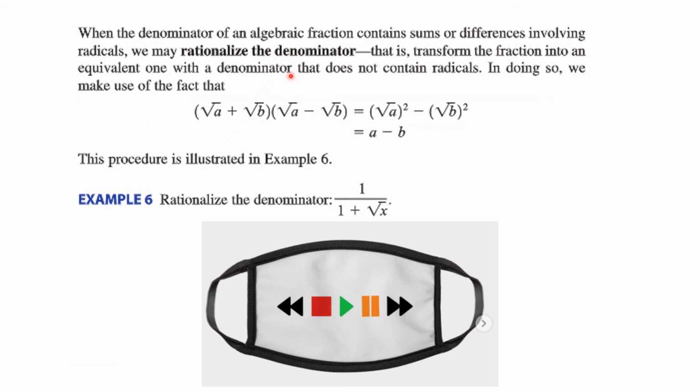When the denominator of an algebraic fraction contains sums or differences involving radicals, we may, and sometimes you have to, rationalize the denominator. And so often we will employ the identity that we've learned, that the square root of a plus the square root of b times the square root of a minus the square root of b is equal to a minus b. And so here I'm asking you to rationalize this denominator. That is, get rid of the radical in the denominator. You know what to do, and we'll check to see how you do in lecture 4.1.